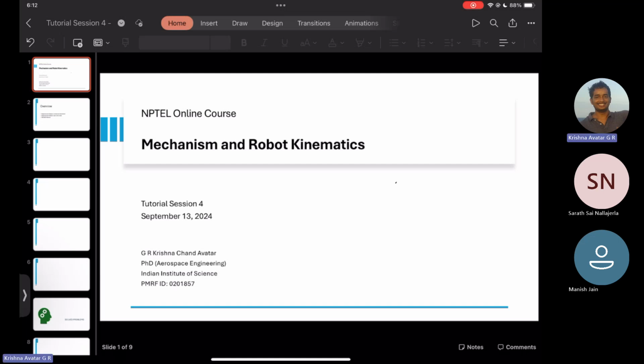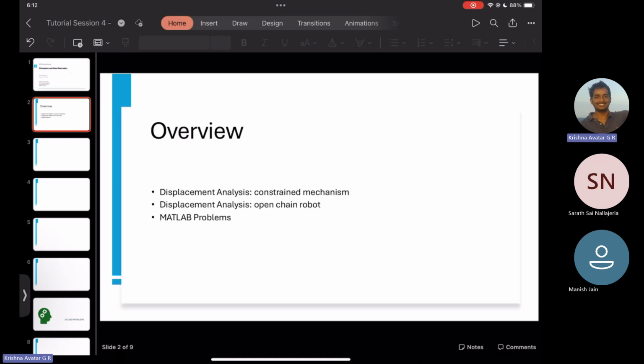This is going to be our fourth tutorial session on the NPTEL course on mechanism and robot kinematics. As usual, I'll be reviewing the week 3 contents and some aspects of week 4. We would also follow it up with some MATLAB problems, and I'll go through some of the information contained in the book Modern Robotics by Kevin Lynch, which I had mentioned in the first class of this tutorial session.